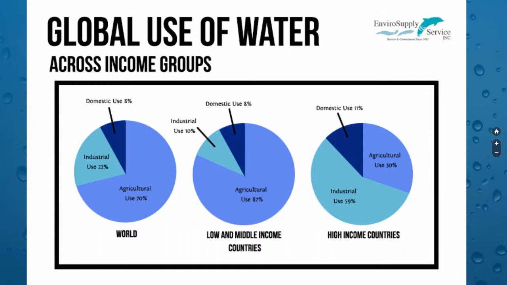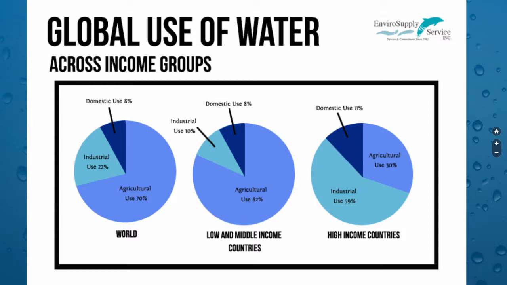So we have one pie chart that represents the world and how the world uses their water. One pie chart that looks at low and middle income countries and how they're using their water. And one pie chart that looks at high income countries and how they use their water. So take a moment, really analyze this data, and see if you can make some sense of it.